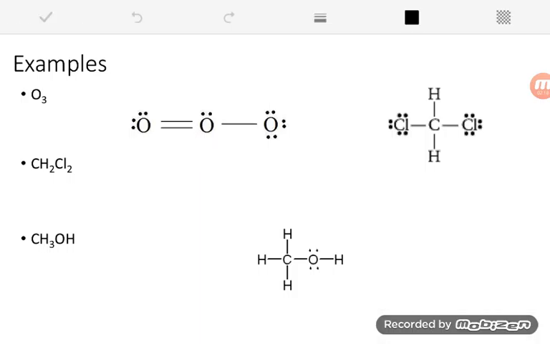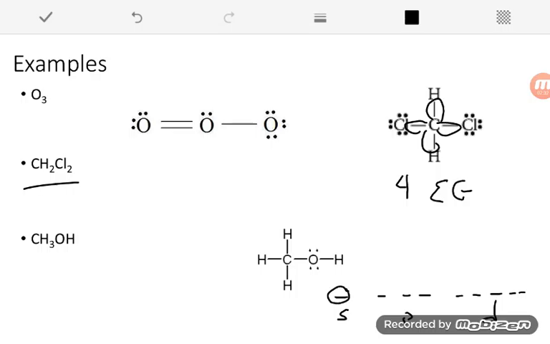All right. Next example, CH2Cl2. So I've got 1, 2, 3, 4 electron groups here. So if you think about my S, my P's, 2, 3, 4, 5, and my D's, 1, 2, 3, 4. Okay, my hybridization is going to be sp3, because I have 1 S and 3 P's there. And all 4 of these are single bonds, so all 4 of those are going to be sigma bonds. So the carbon has sp3 hybridization, and my molecule has 4 sigma bonds.